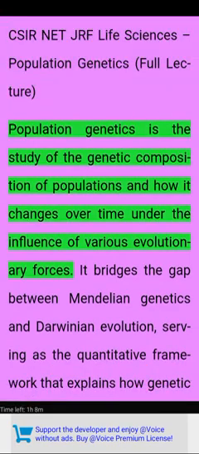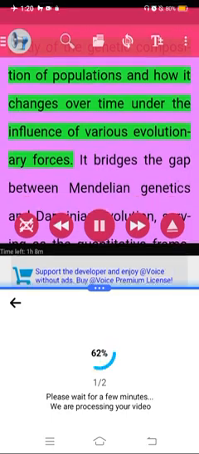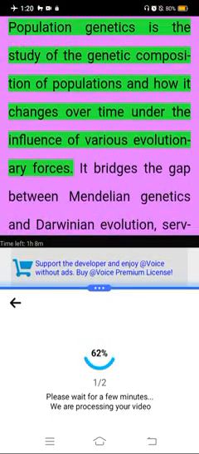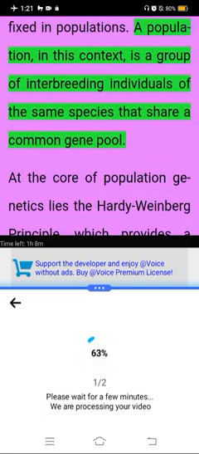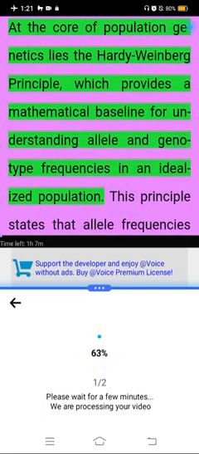Population genetics is the study of the genetic composition of populations and how it changes over time under the influence of various evolutionary forces. It bridges the gap between Mendelian genetics and Darwinian evolution, serving as the quantitative framework that explains how genetic variation is maintained, lost, or fixed in populations. A population, in this context, is a group of interbreeding individuals of the same species that share a common gene pool.